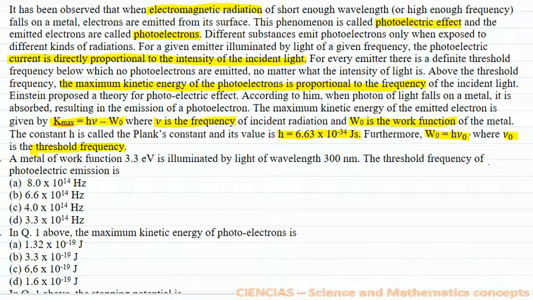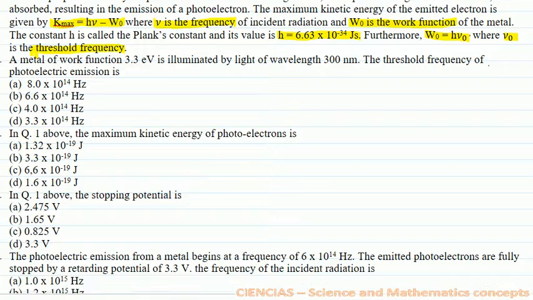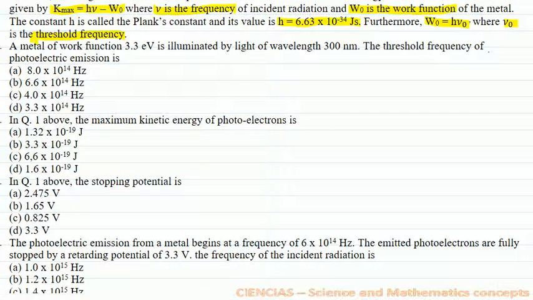On the basis of this paragraph, we have to solve the following objective questions. Question number 1 is: a metal of work function 3.3 electron volt, which is equal to 3.3 x 1.6 x 10^-19 joule, is illuminated by a light of wavelength 300 nanometer. The threshold frequency of photoelectron is?